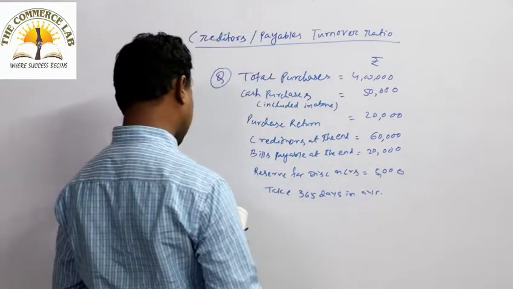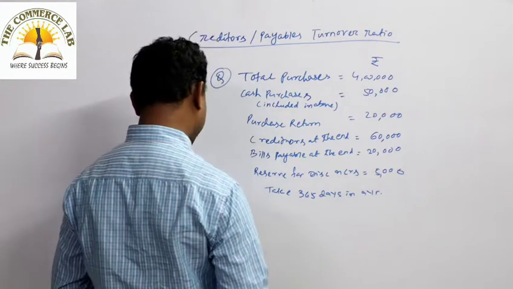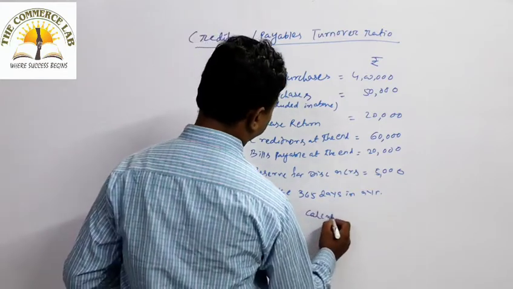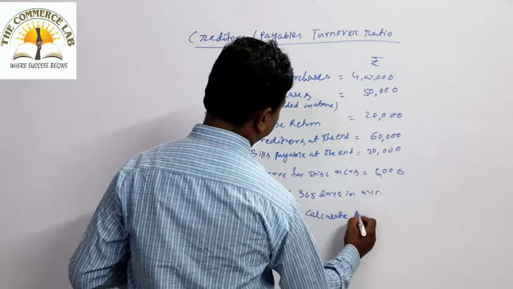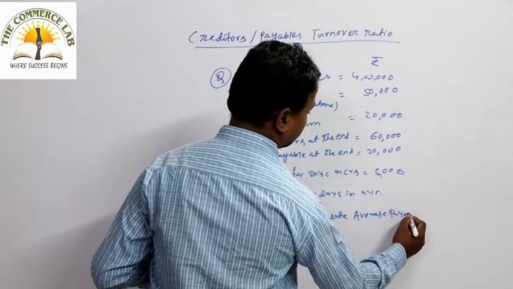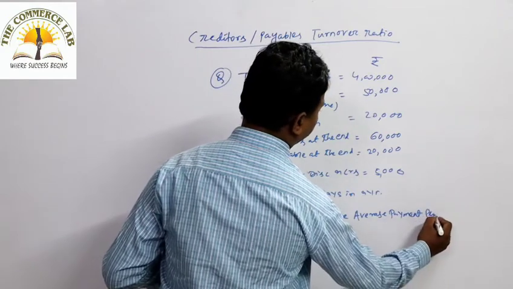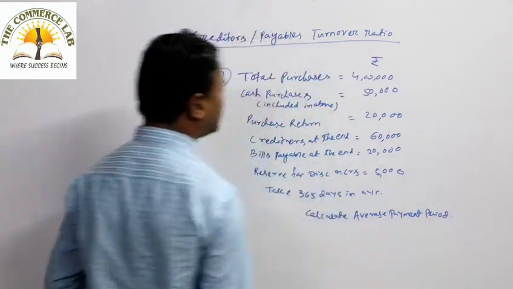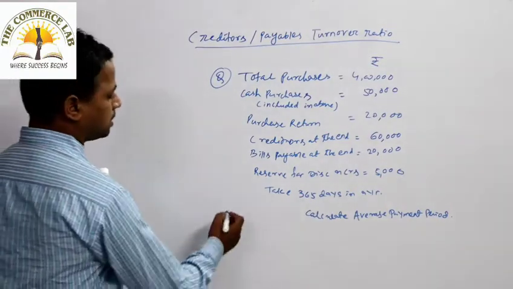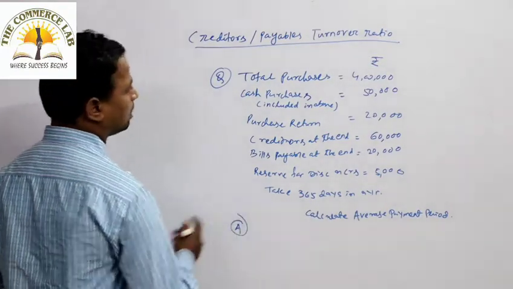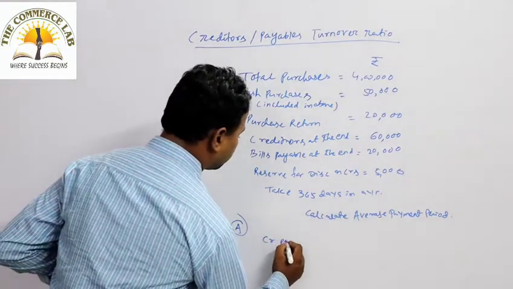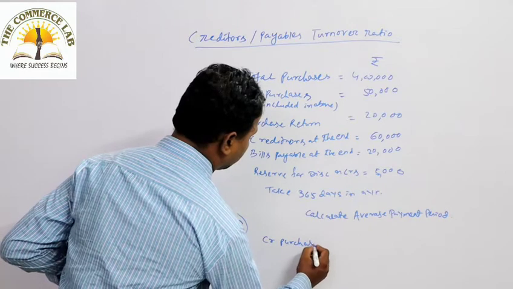So what is asked in this particular question? You have to calculate the average payment period. So how to calculate the average payment period? Just check it, everybody. First of all, what are the credit purchases?